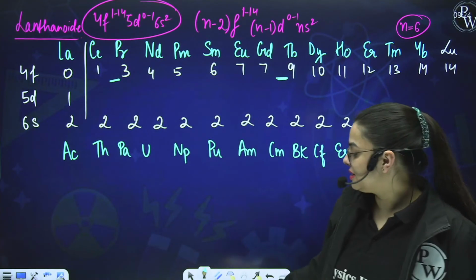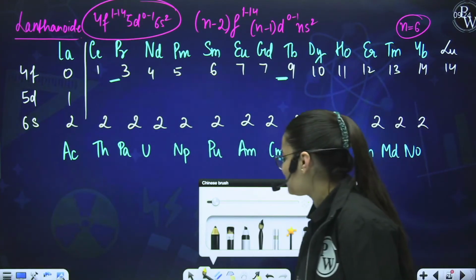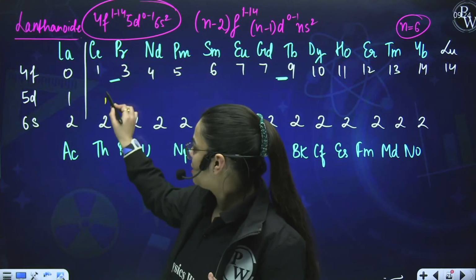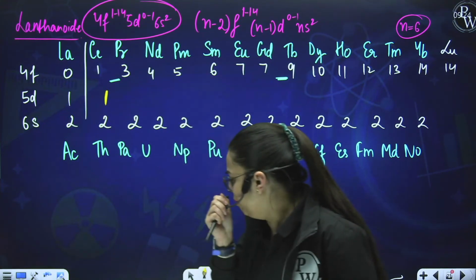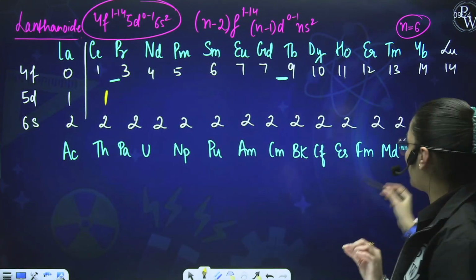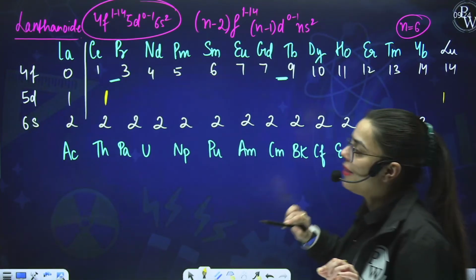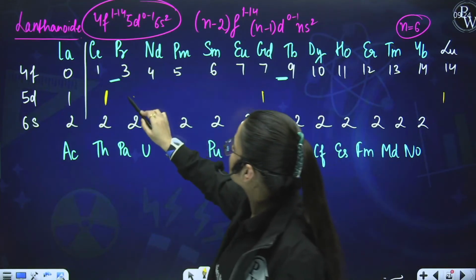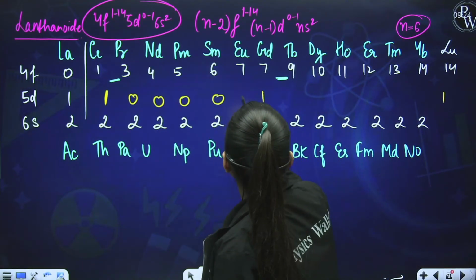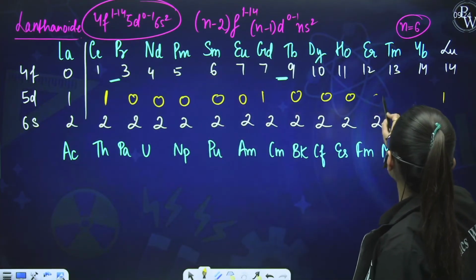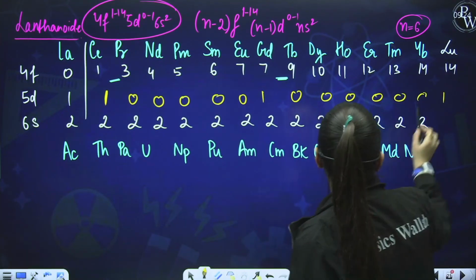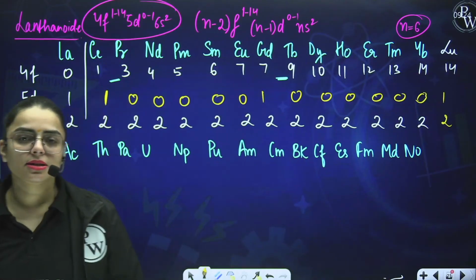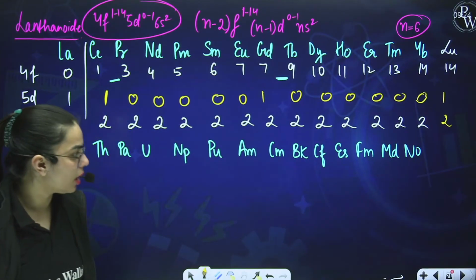Now students, only 3 things you have to remember. Very simple. In the very first case, over here 1 will come. Over the last 1 will come. And there is one more position where 1 will come. That is this. Rest all will have zero configuration. Is it clear? Kindly write it down.